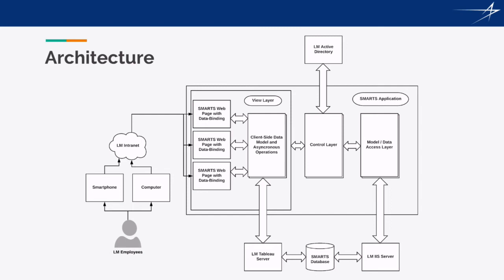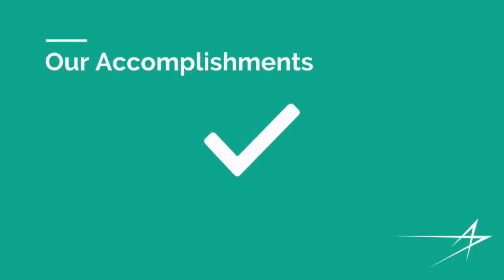That information is passed through the control layer and then through the model data access layer. Any changes are passed through Lockheed Martin's internal server and then passed onto their SQL database. And any changes to Tableau and Active Directory will be handled through Lockheed Martin itself. They have their own implementation of Tableau's API and their own Active Directory that they'll be implementing that we weren't allowed to handle for security purposes, but that we set up a framework for.